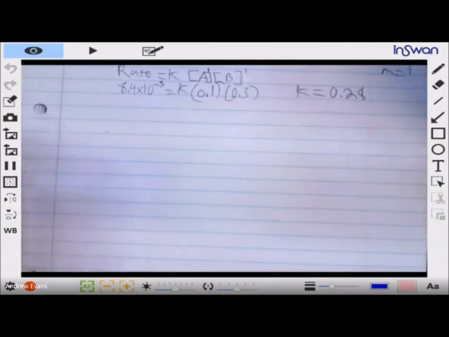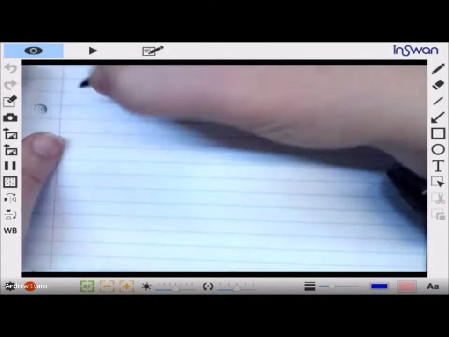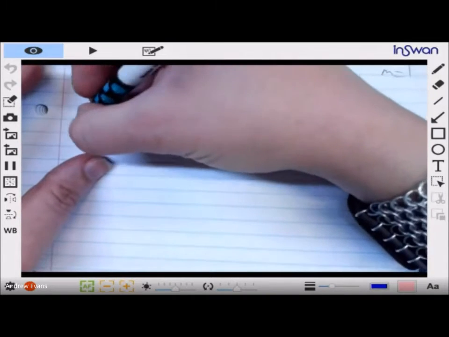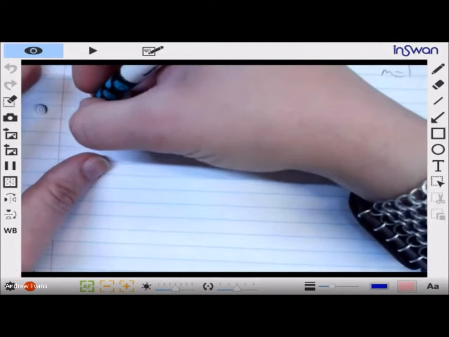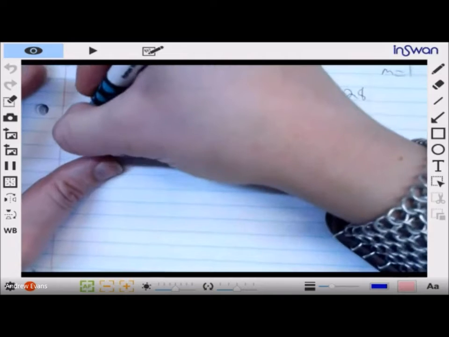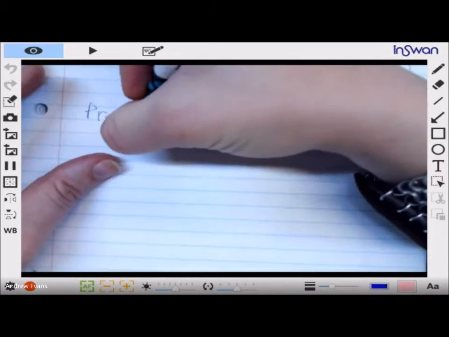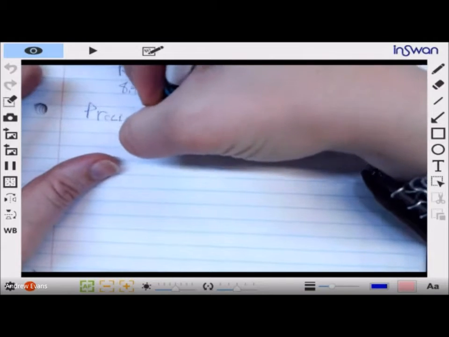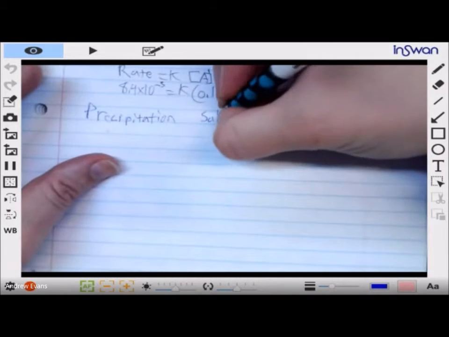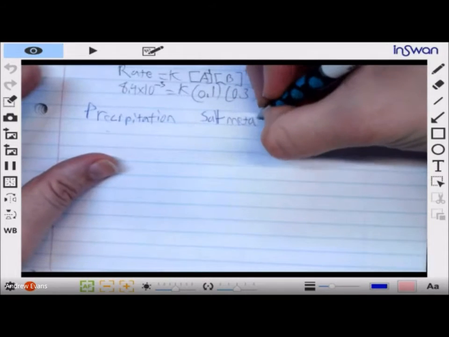Three major types of aqueous reactions are as follows, and how they relate to net ionic equations. They are precipitation, also known as salt metathesis. Salt metathesis, the formation of salt.